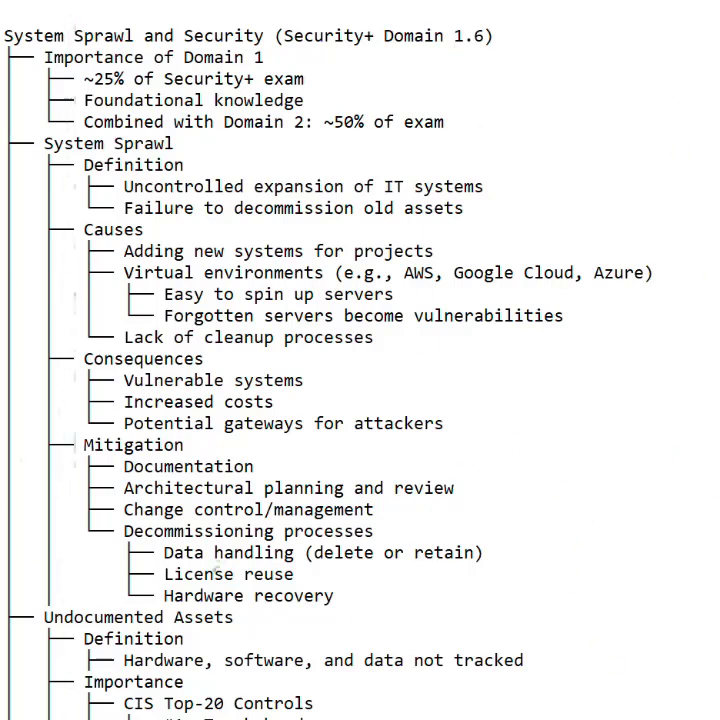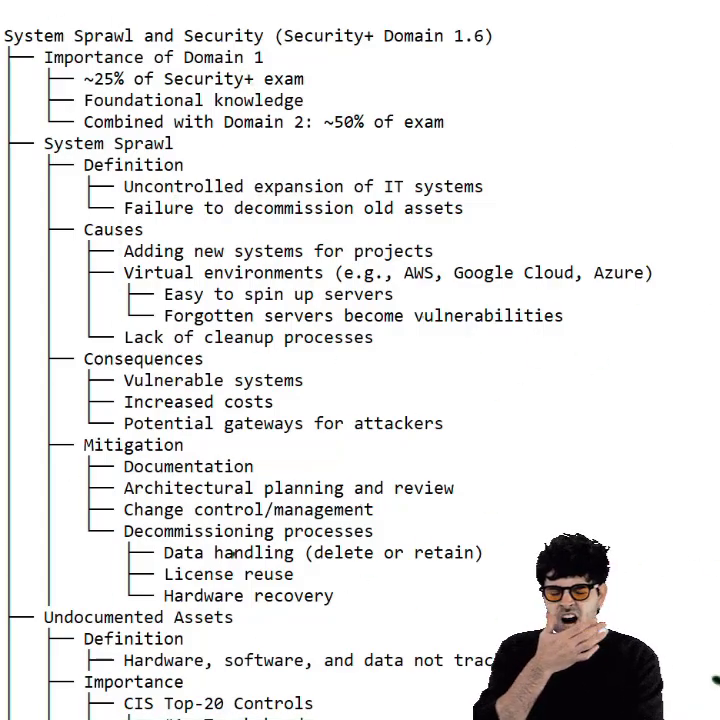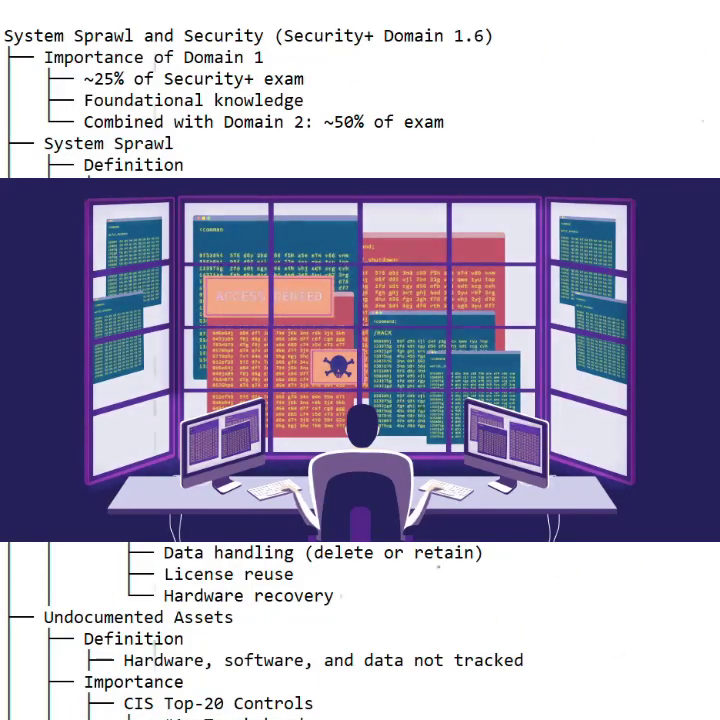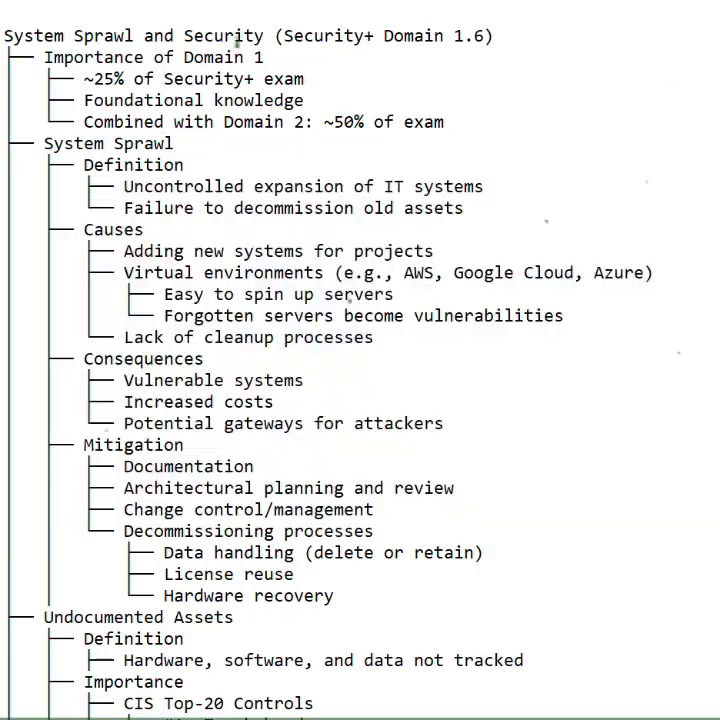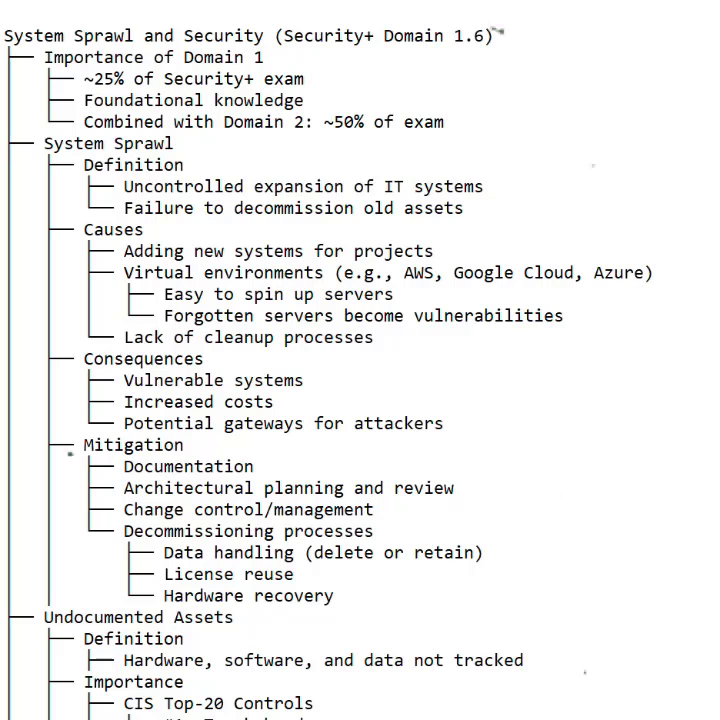Alright, let's chat about some cybersecurity stuff that sounds like it could be a snooze fest, but it's actually super important. System sprawl, undocumented assets, and architectural design weaknesses. This comes from a Security Plus Domain 1.6 discussion, and trust me, it's foundational knowledge you'll want to wrap your head around if you're studying for the exam or just trying to keep your IT environment secure.